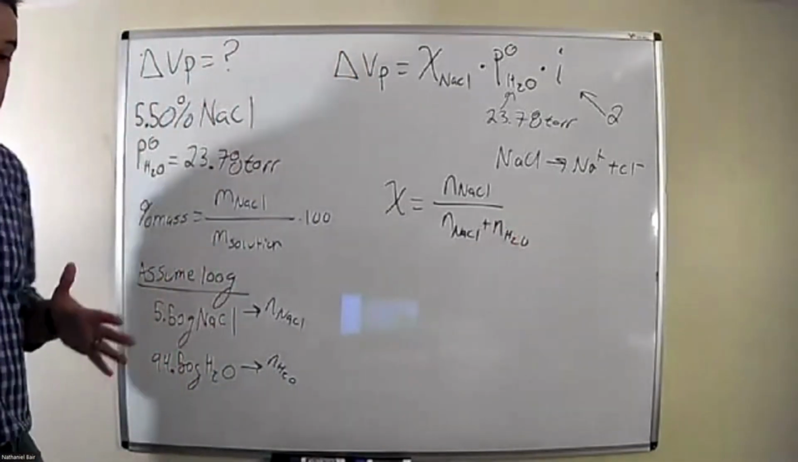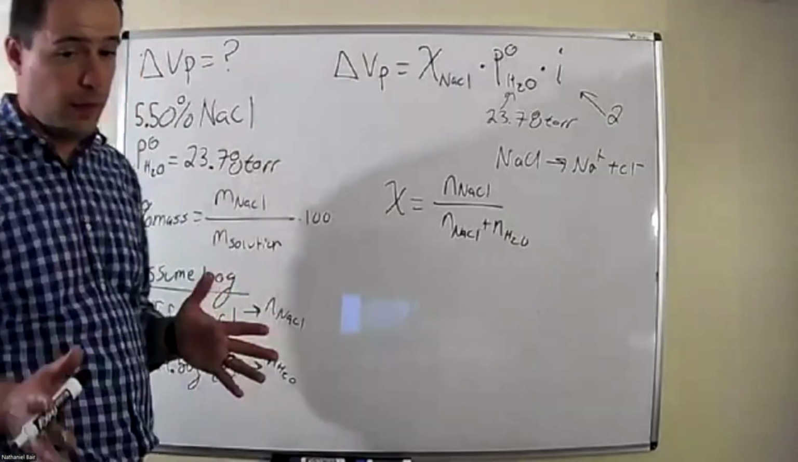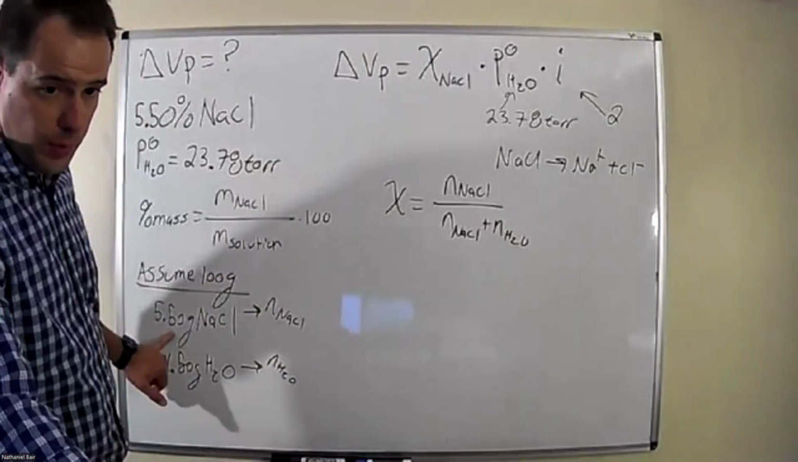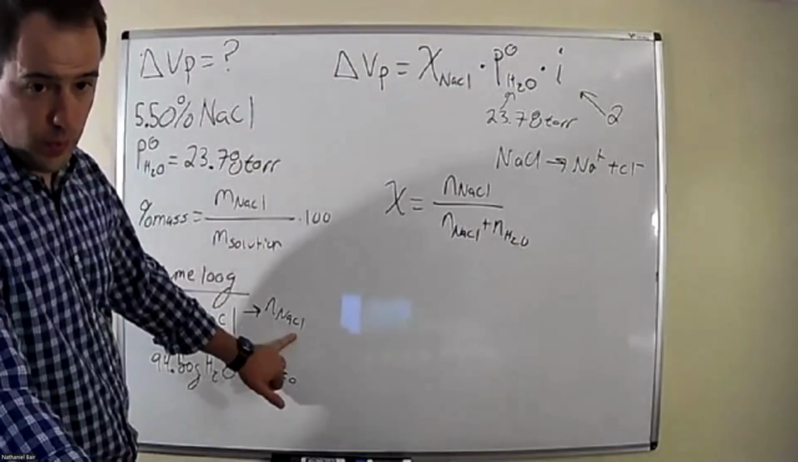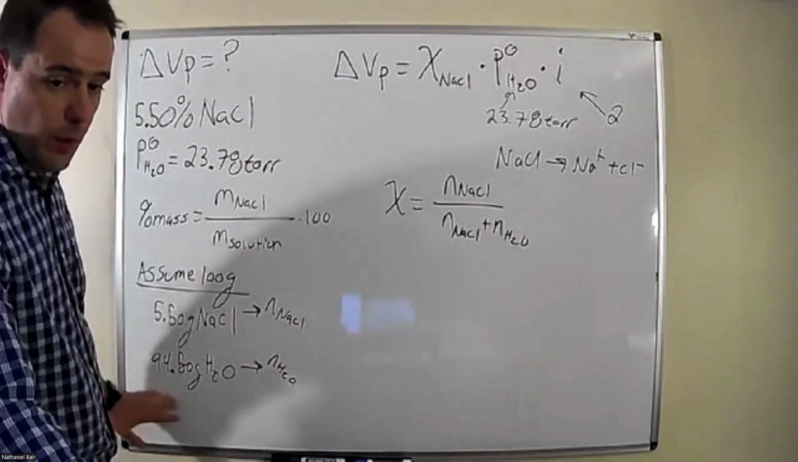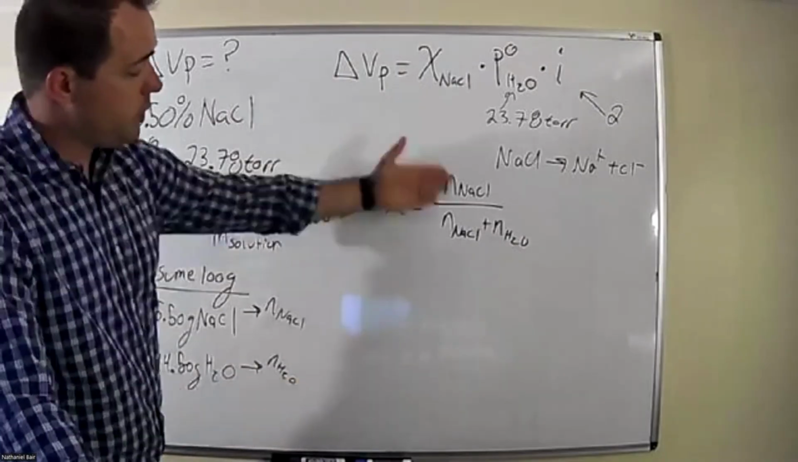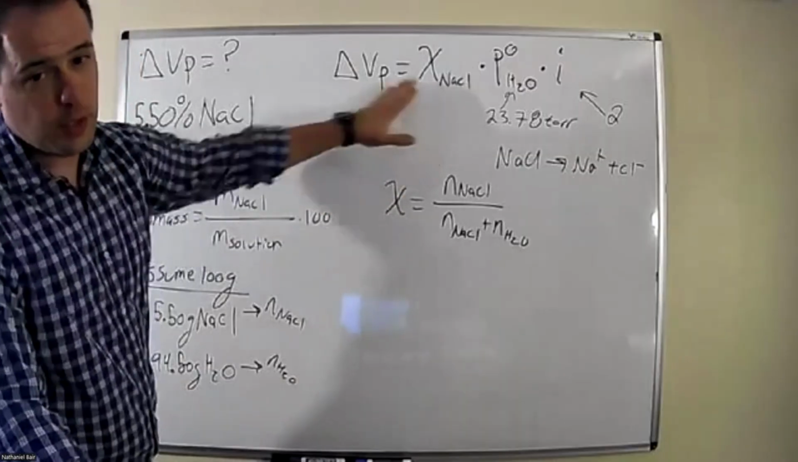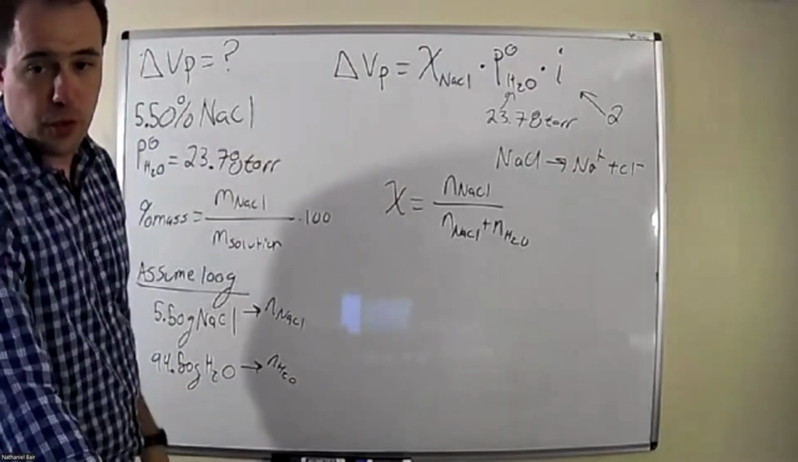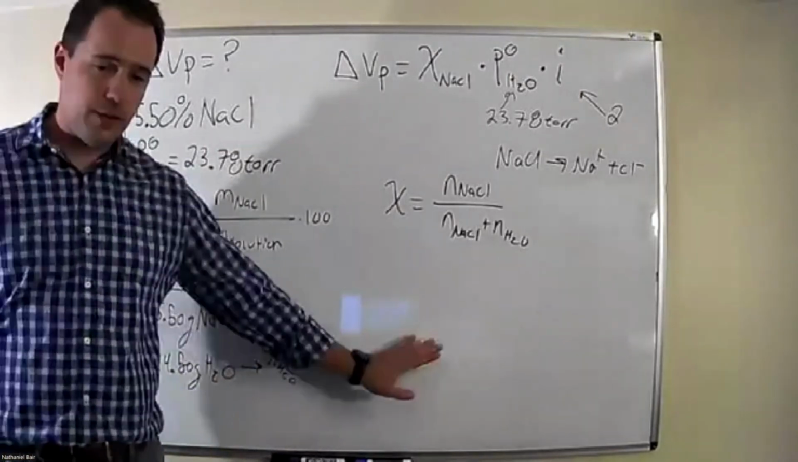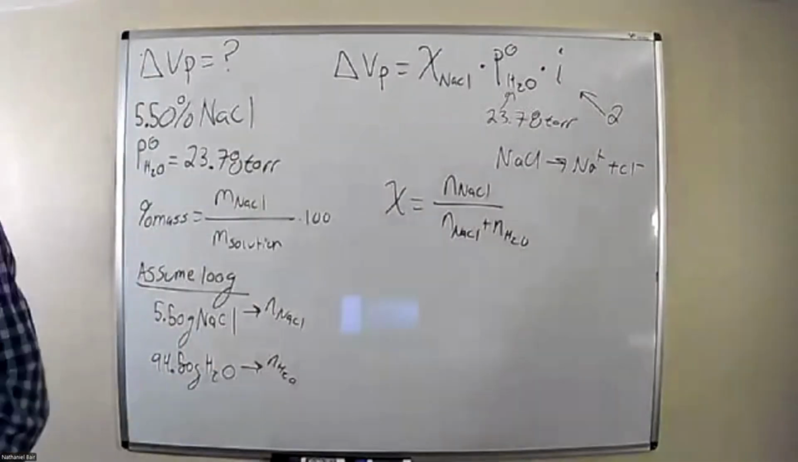So here's what I need you to do. I need you to do some simple stoich for me here. I'm going to give you a minute or two. I need you to convert 5.50 grams of sodium chloride into moles of sodium chloride. Then convert the 94.50 grams of water into moles of water, and then plug that stuff in, turn it into a mole fraction. And then once we have our mole fraction, we can get our change in vapor pressure. So go ahead and give that a shot. Convert, simple one-step stoich, masses to moles. You got this.